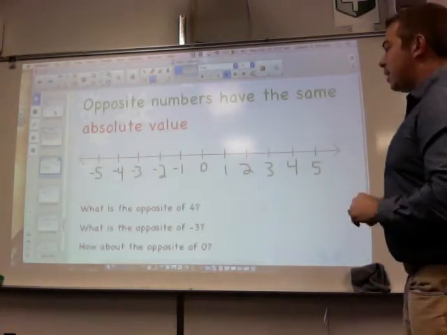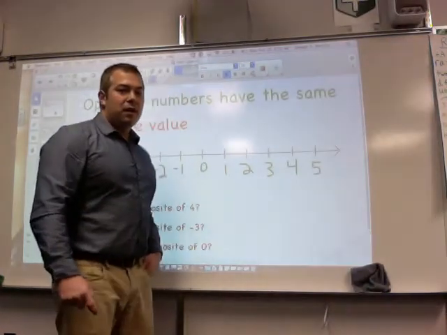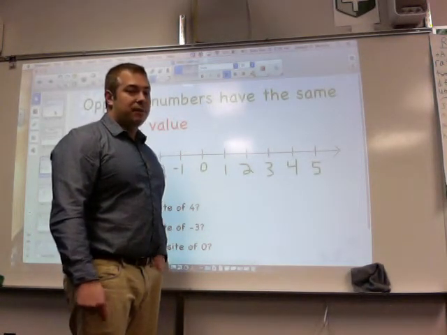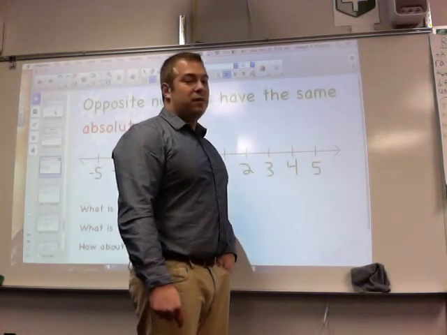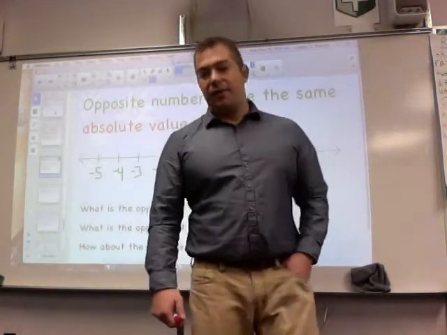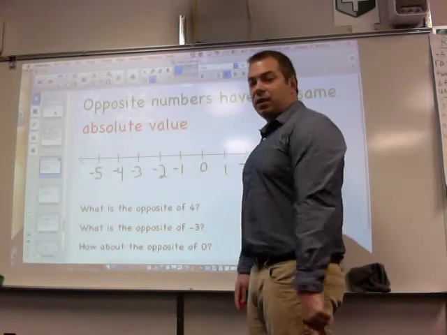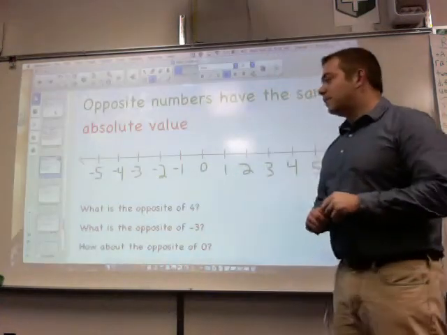So if I look on this number line right here, let's see if I can do a little hopping along. Let's say I'm at negative 2, which I am. Negative 2 is how many hops from 0? 1, 2. So the absolute value of negative 2 is 2. How about if I'm at positive 2? What's the absolute value of positive 2? Well, it's just 2, because 2 is 2 hops away from 0.